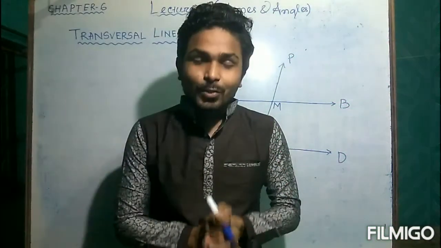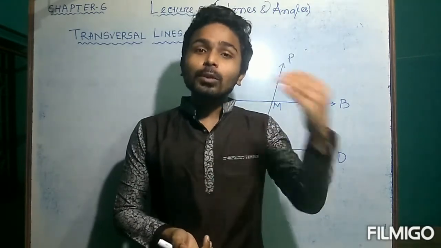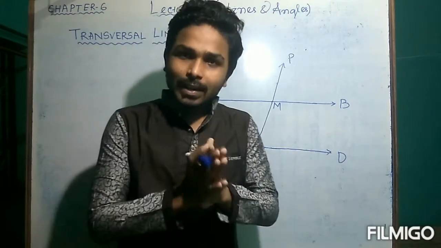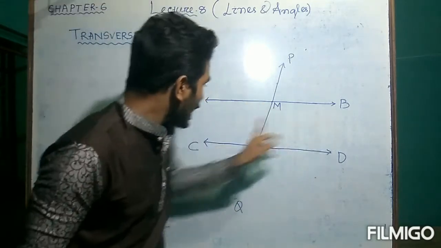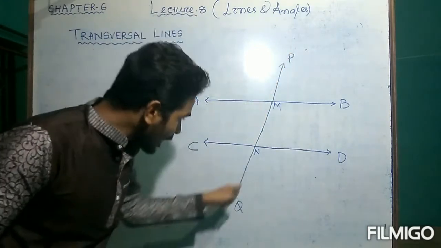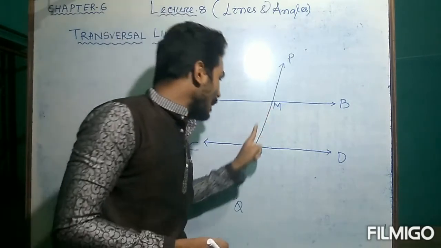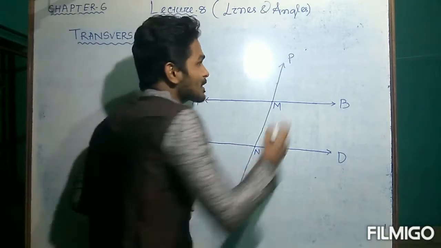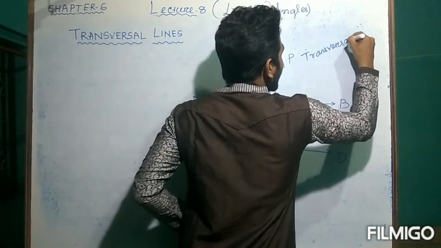So as we have discussed, what is a transversal line? A straight line which intersects two or more than two straight lines at distinct points, that line is known as transversal line. And you can see there are two lines AB and CD. Now these two lines are being intersected by another line PQ at two distinct points M and N. So this line PQ is known as transversal line.